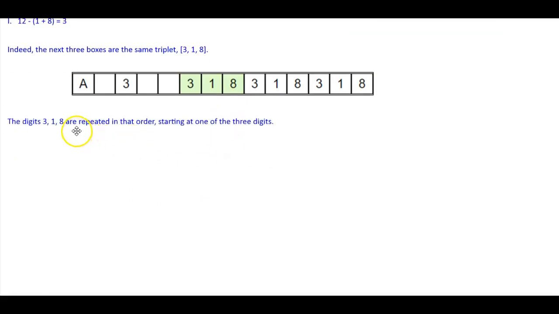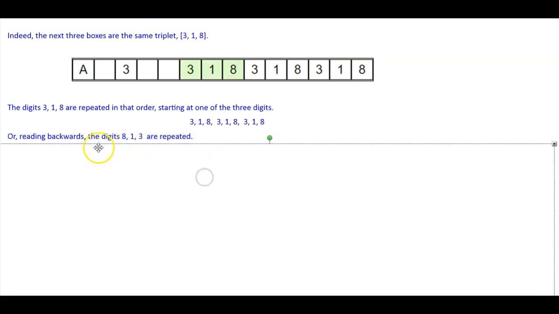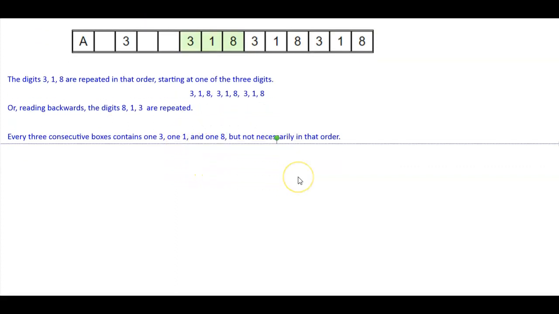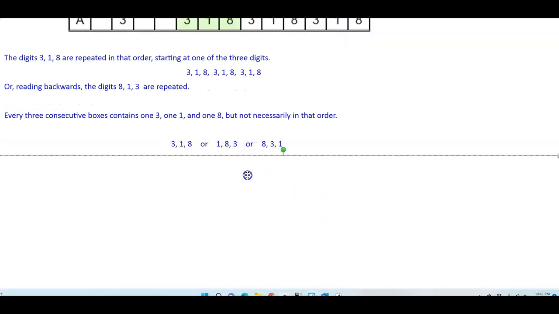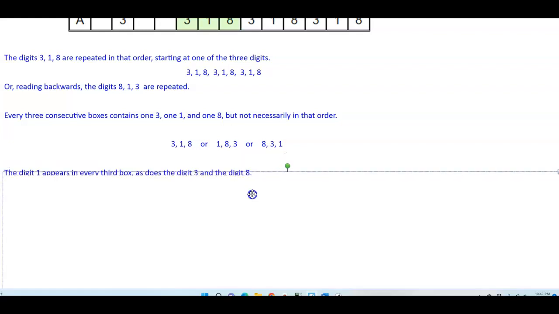Now, the digits 3, 1, 8 are repeated in that order. So 3, 1, 8, 3, 1, 8, 3, 1, 8. Now, if you read it backwards, the digits 8, 1, 3, 8, 1, 3, 8, 1, 3 are repeated. And so every three consecutive boxes contains 1, 3, and 8, but not necessarily in that order. So we either have 3, 1, 8, or 1, 8, 3, or 8, 3, 1.